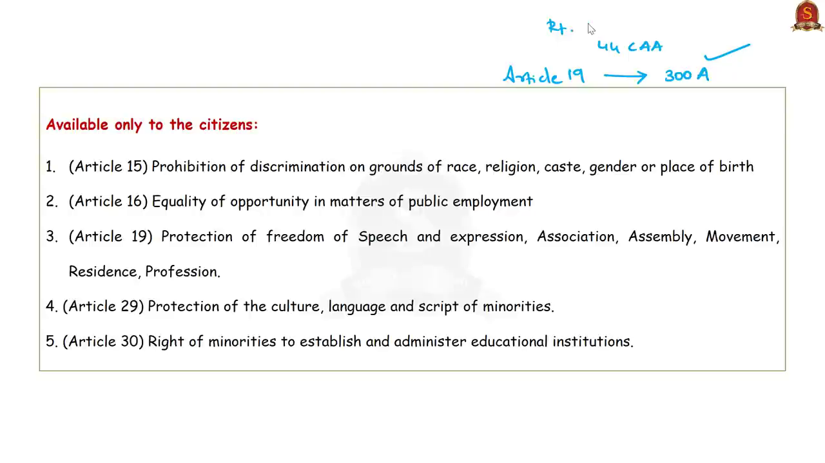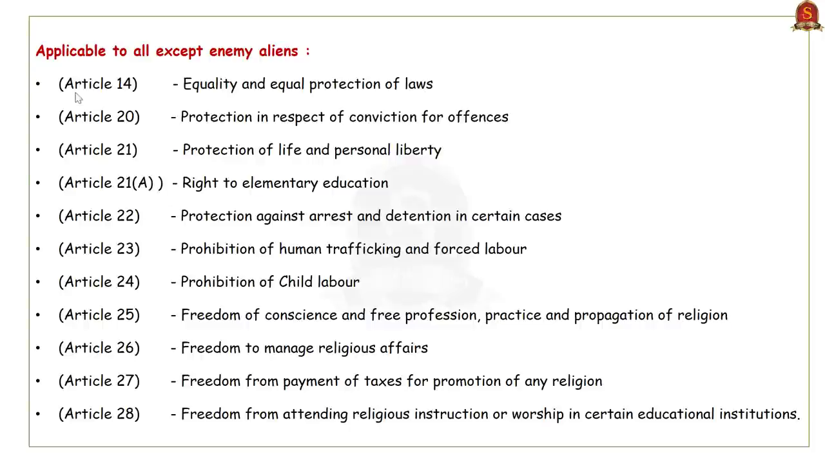And among these fundamental rights, some of them are available only to Indian citizens. These are Articles 15, 16, 19, 29 and 30. Apart from these, the other fundamental rights that are displayed here are applicable to everybody except enemy aliens. Everybody in the sense that they are applicable even for foreigners. The only condition is that they should not be enemy aliens.